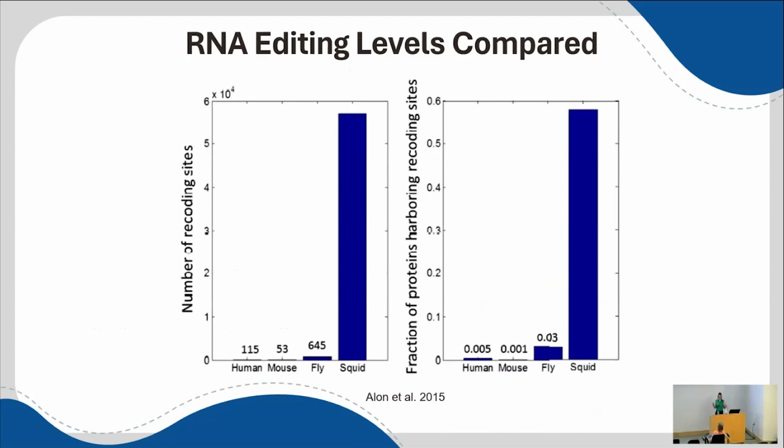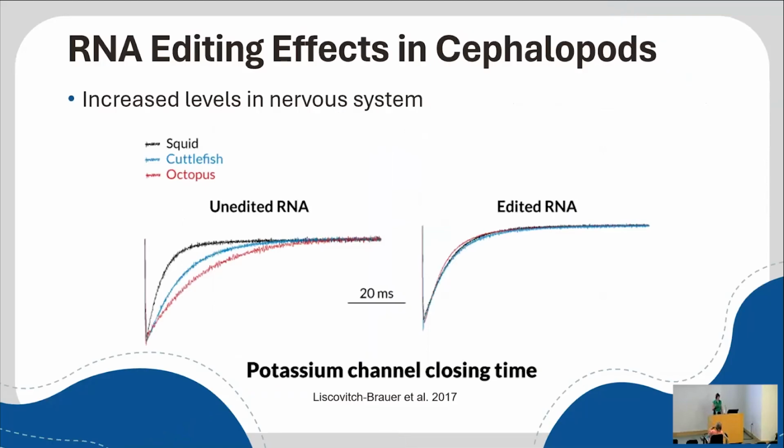So in cephalopods, the RNA editing is at a vastly higher rate than in any other organism that we have found so far, at least. Humans, mice, and flies have less than 1,000 recoding sites in their genome and transcriptome. But squid, 60,000. So we're seeing it's a way different number. And the fraction of proteins housing recoding sites, again, is almost 60% of all proteins have at least one recoding site. So yeah, it's definitely affecting cephalopod transcriptomes.